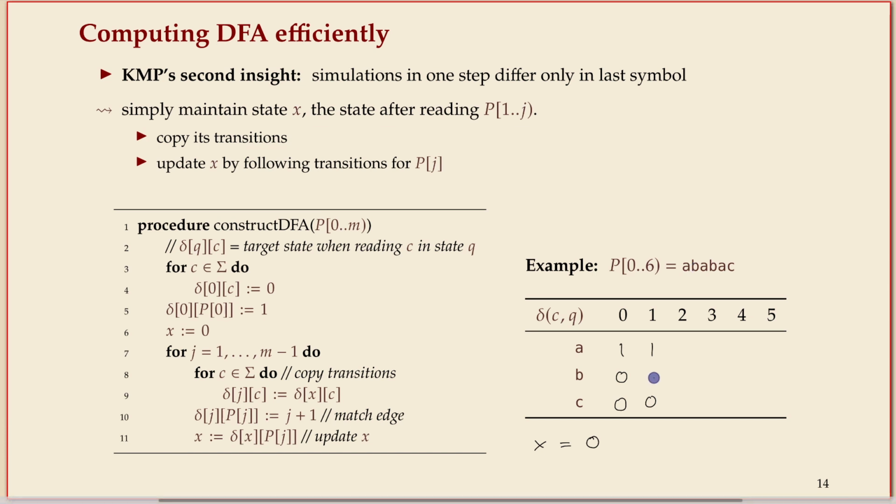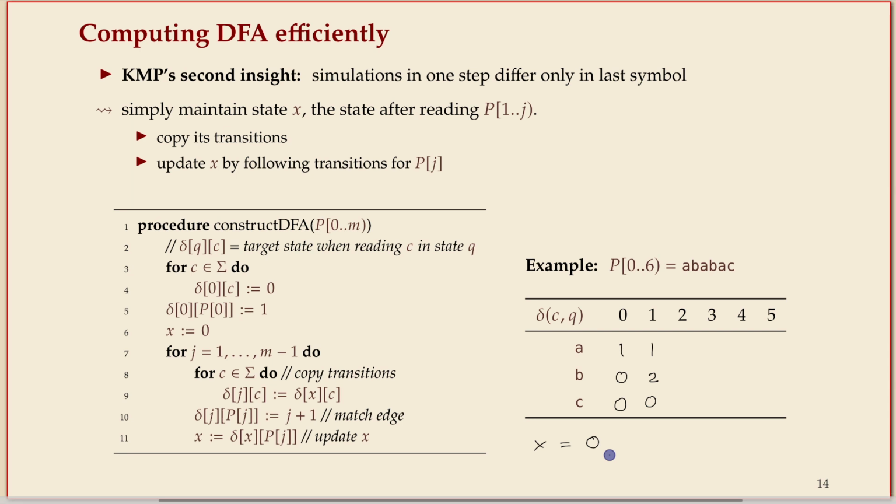So here we put a 2 to go to the next stage, the next state, instead of staying where we are. And the last bit is update X. That means we're in the column of X, and we read the next character of the pattern, which is B. So we're in this, we read a B, we stay in 0. So 0 is still correct.